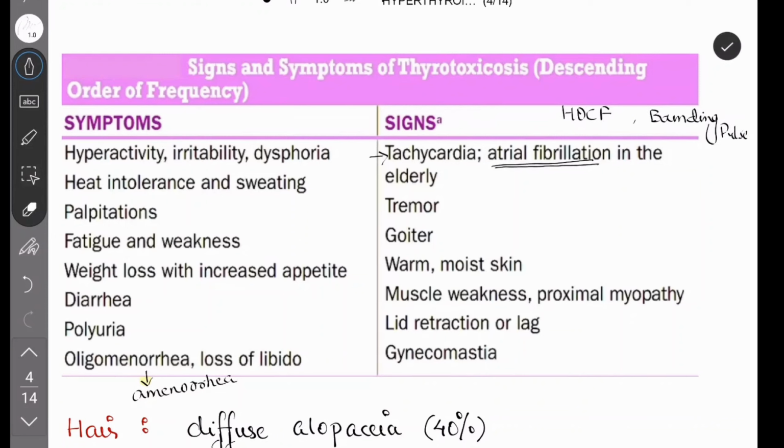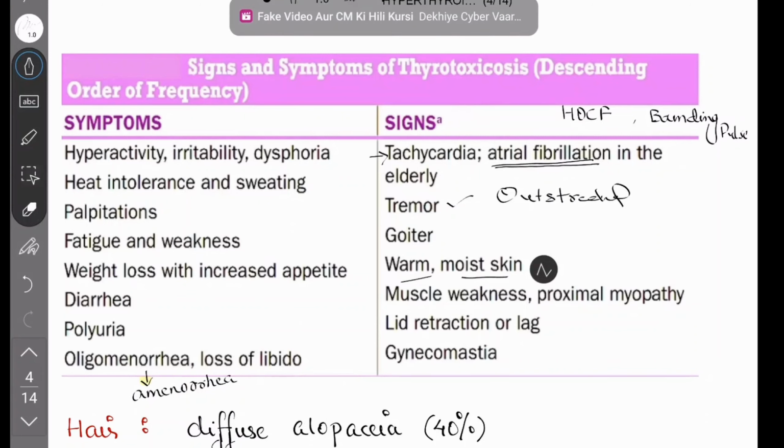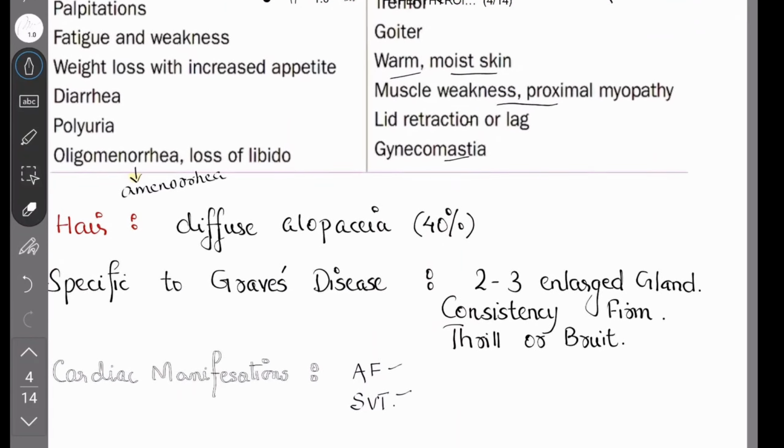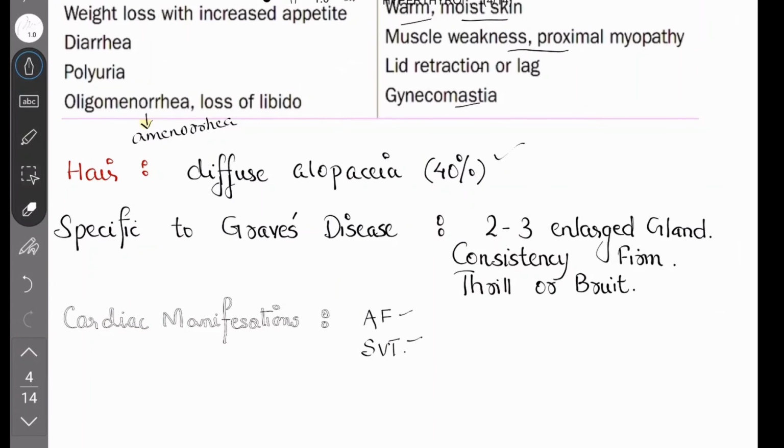Okay, so there will be tremor, which is on outstretched fingers. Then goiter, some warm and moist skin. There may be palmar erythema, onycholysis, pruritus, urticaria, or it can be hyperpigmentation. Then muscle weakness, lid lag, gynecomastia. On hair, there will be diffuse alopecia in 40% of cases.